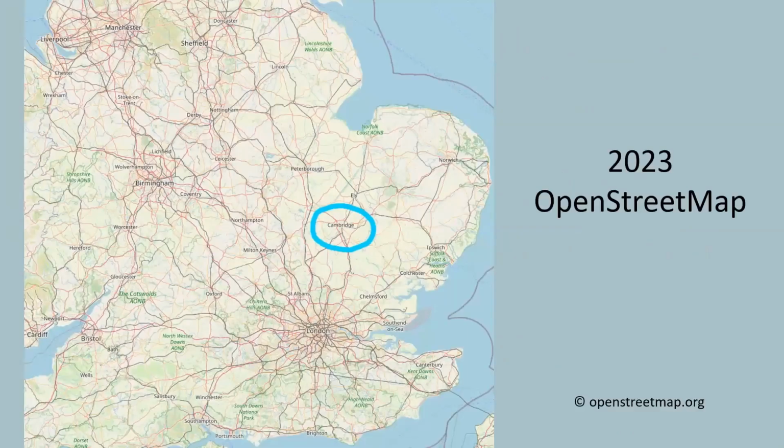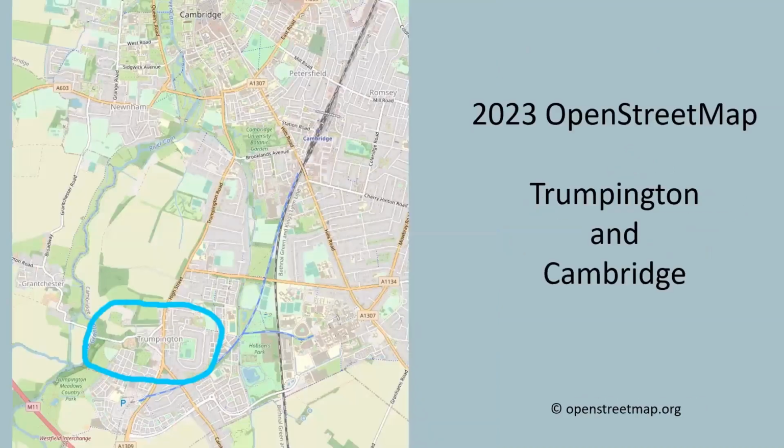This map shows Cambridge in the east of England, a well-known university city. This next map shows where Trumpington is in relation to Cambridge, about 2 miles south of the city centre. It is now administratively part of Cambridge, but for most of its history was a separate village and parish.